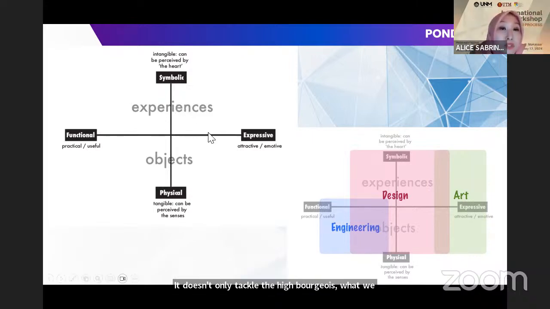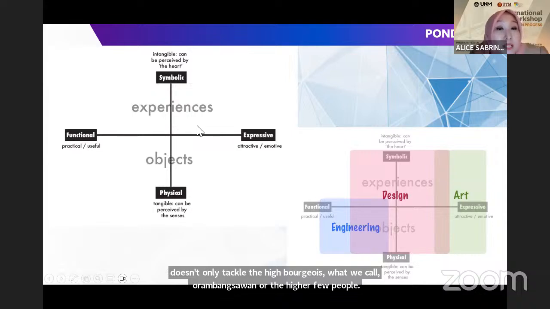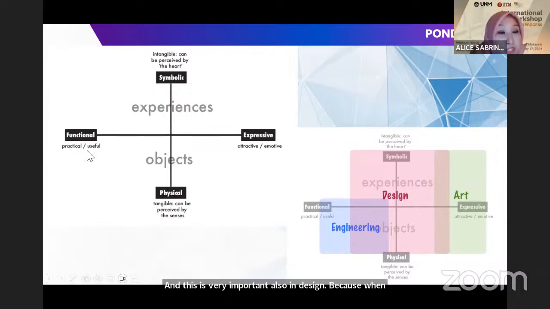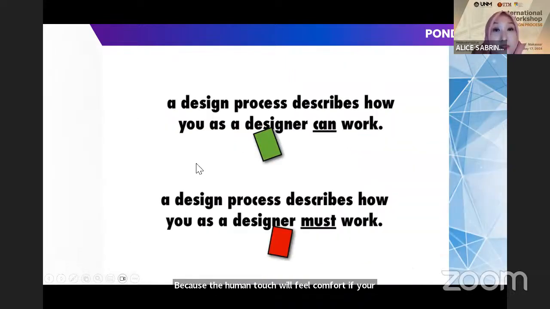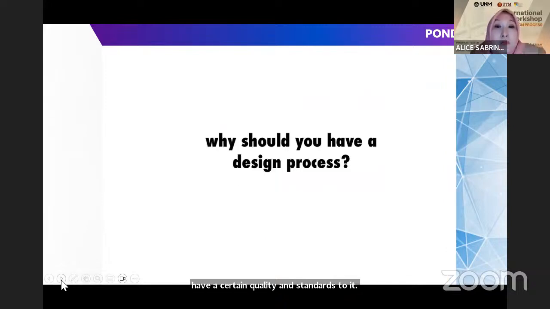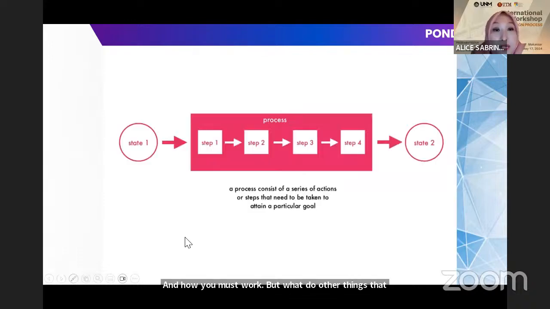And this is very important in design, because when you talk about design, you talk about symbols, functionality, practicality, usefulness, expression. It needs to have certain values, attraction. It also has to be perceived by the senses, the human senses, because the human touch will feel comfort if the product you come out with, or your design, has a certain quality and standards to it. So basically, the design process describes how you can work and how you must work. But what are the things that you should have in a design process, and what is a process?